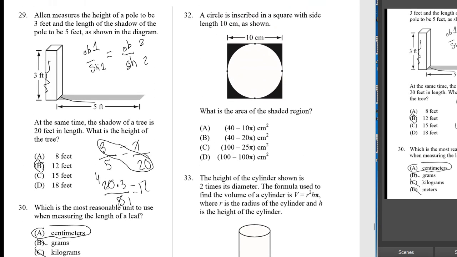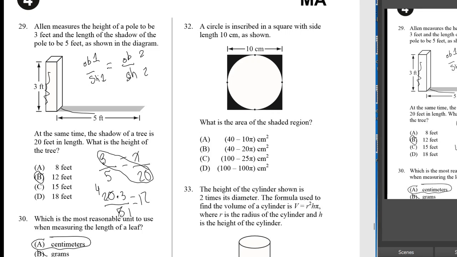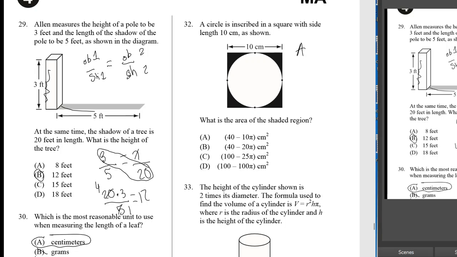Alright, next question. Ooh, it's a good one too. A circle is inscribed in a square with a side length of 10. What is the area of the shaded region? This looks harder than it is. Essentially what I have to do is find the area of the square and then the area of the circle and then subtract them. If I do the area of the square minus the area of the circle, that's going to equal the area of the shaded part. That should make sense, but I'm just hoping that we get this down.